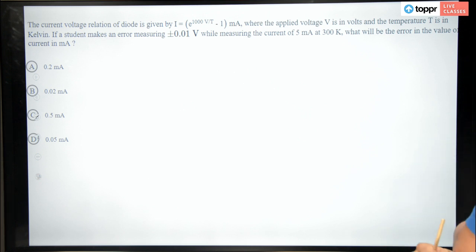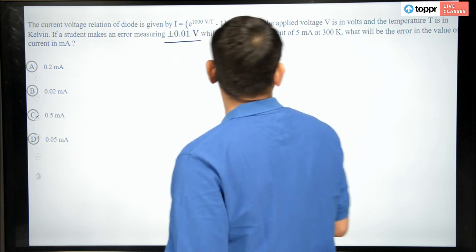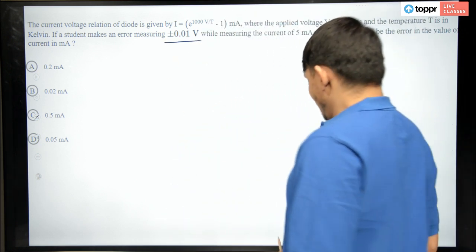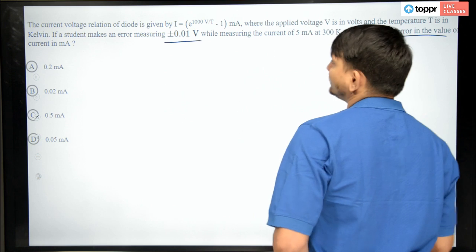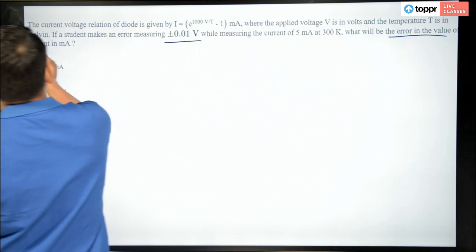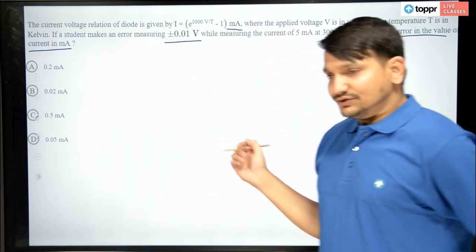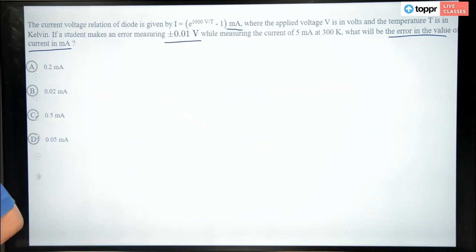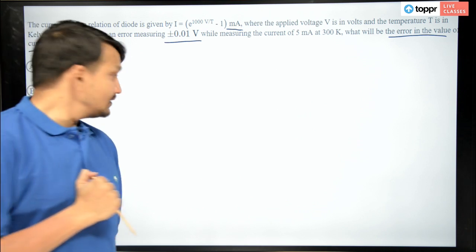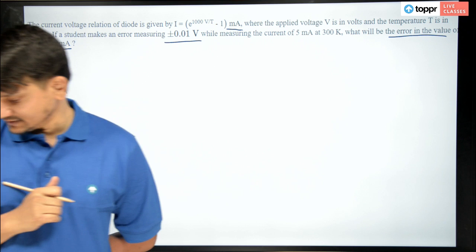So, error measuring for voltage is here, and we need to find the error in the value of current in milliampere. Obviously this value is given in milliampere, so I would like you to try this question alone and then we'll work it out. Okay, so I'll be leaving you for 1 minute and then we will work it out together.